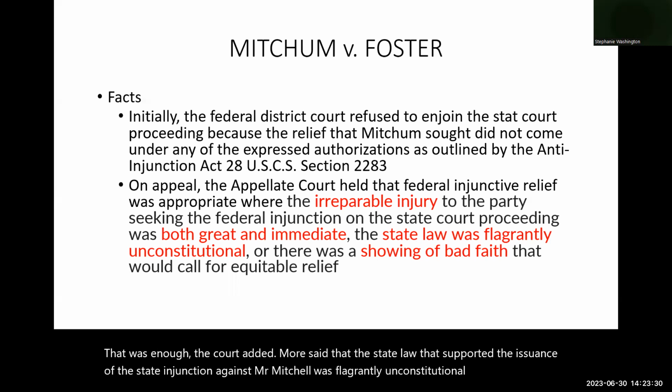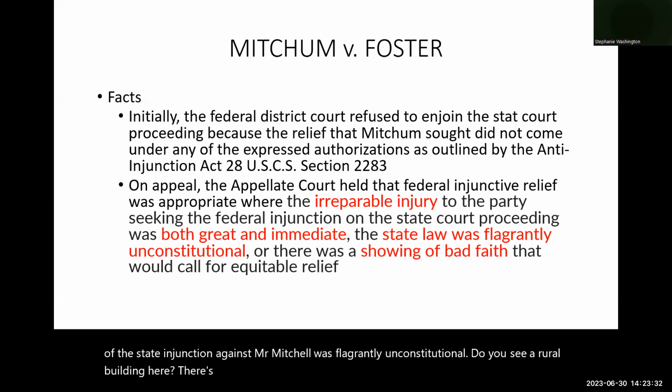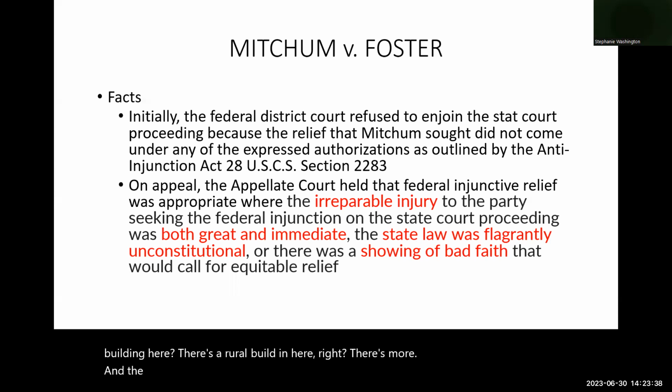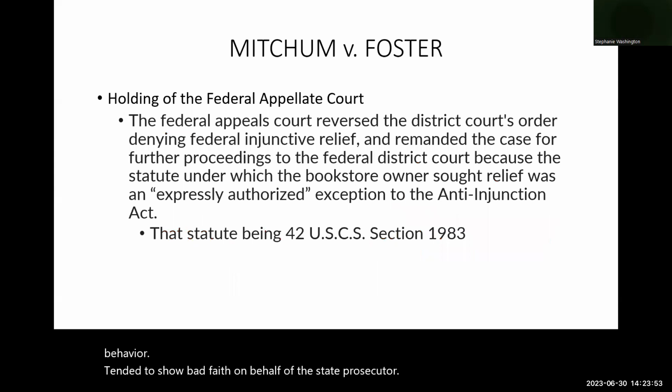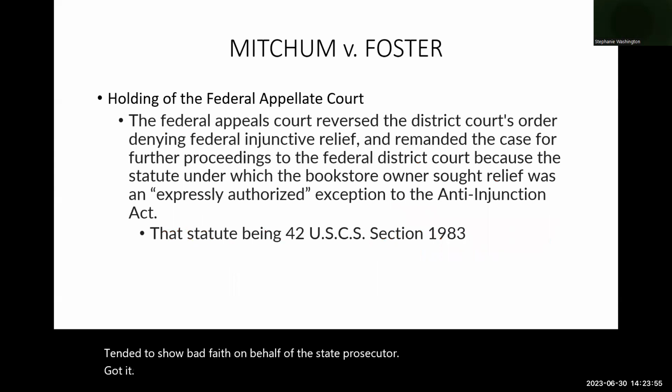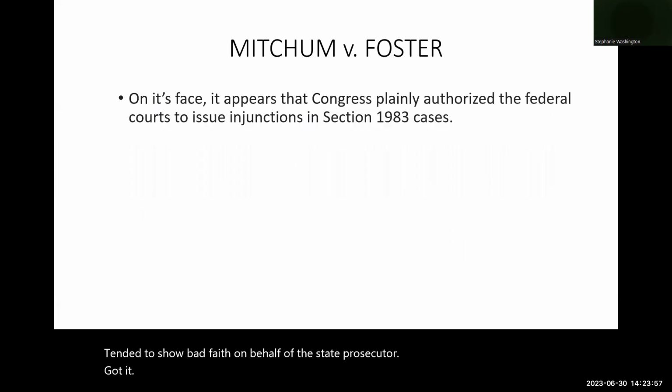Do you see a rule building here? There's a rule building here, right? There's more. And the prosecution by the state prosecutor, based upon the actions and the conduct and the behavior, tended to show bad faith on behalf of the state prosecutor. Got it? Yeah?